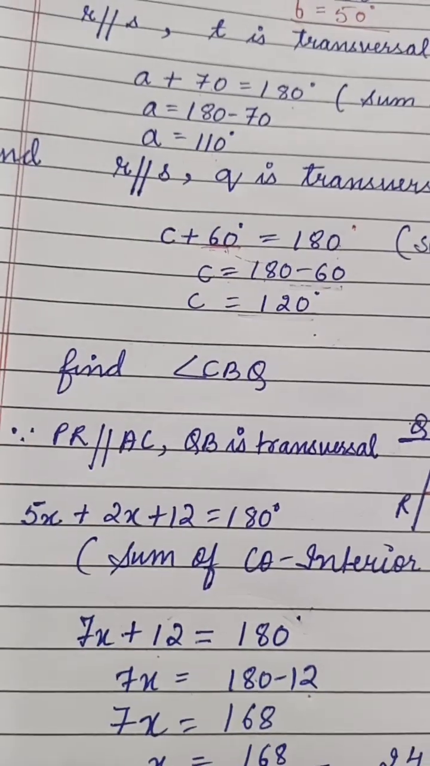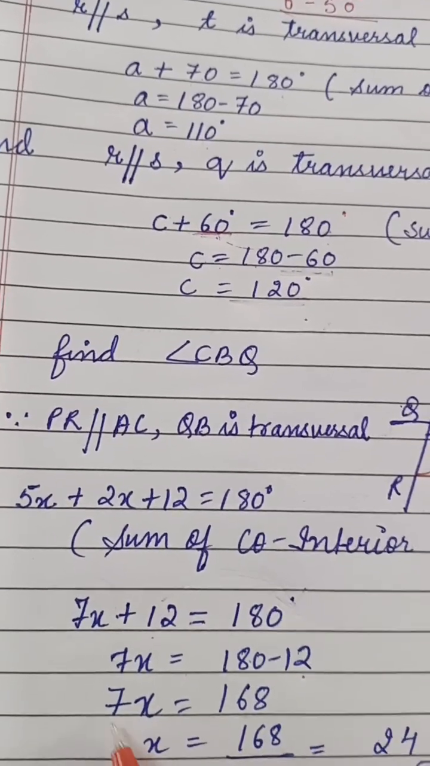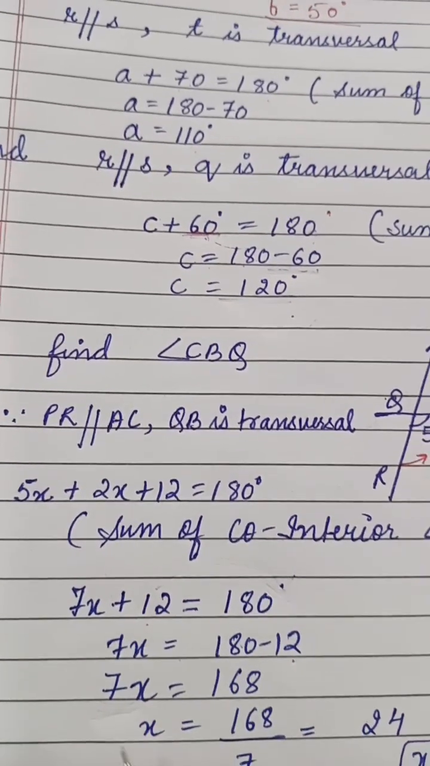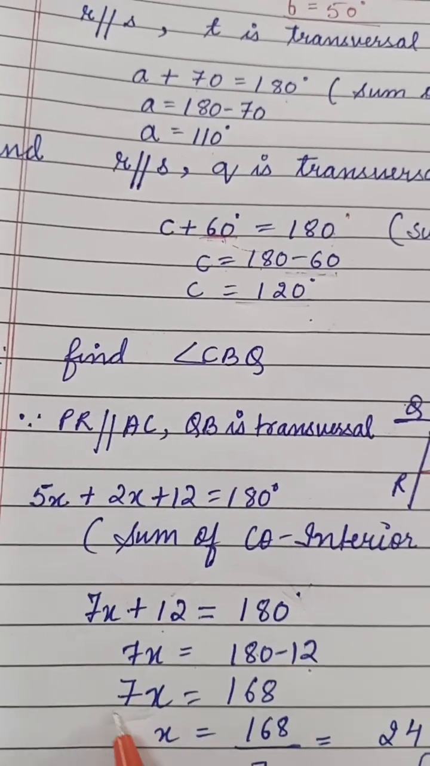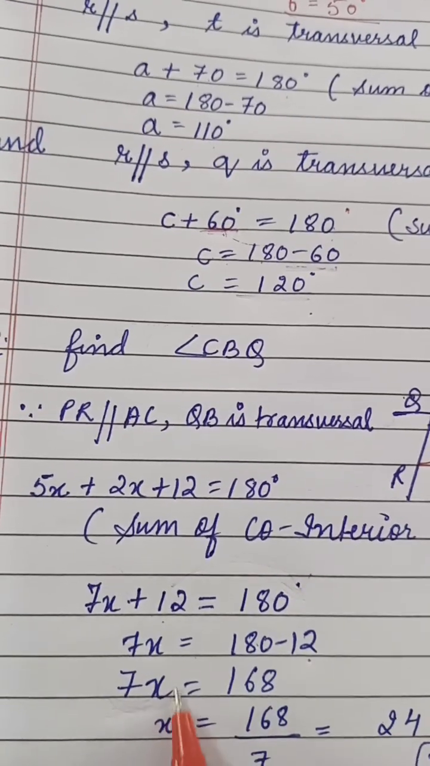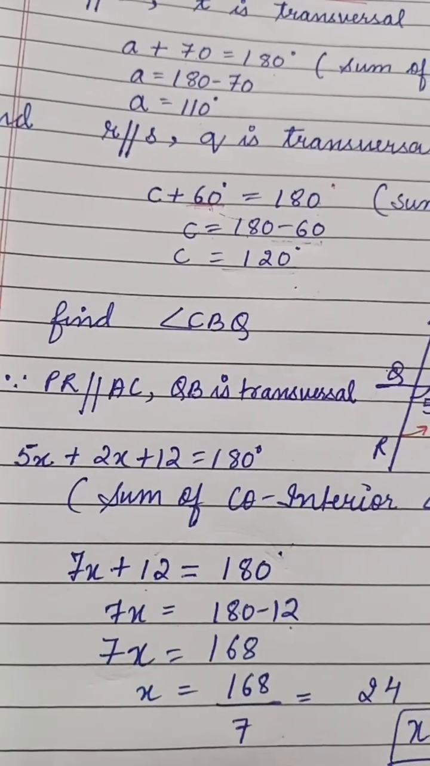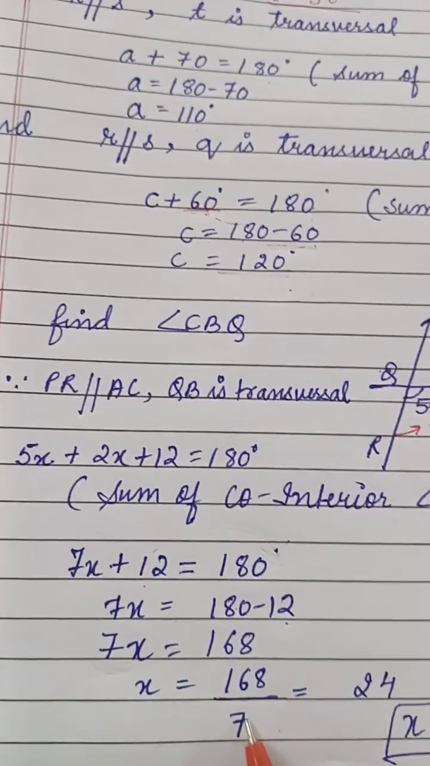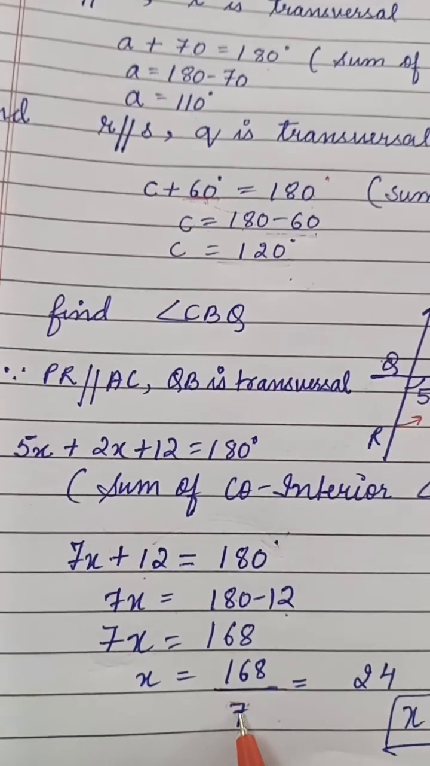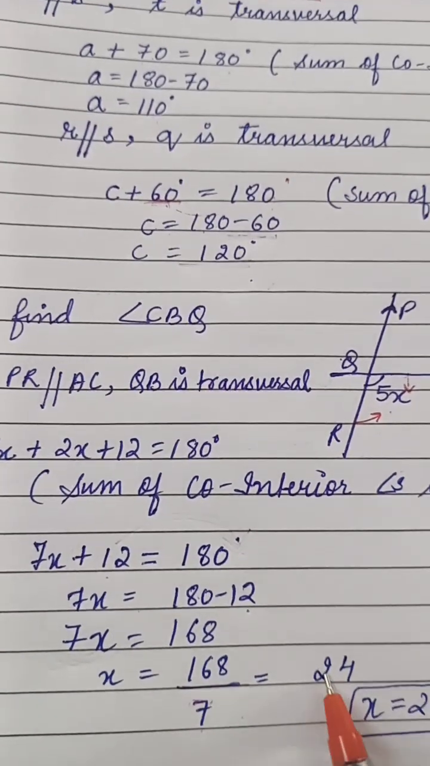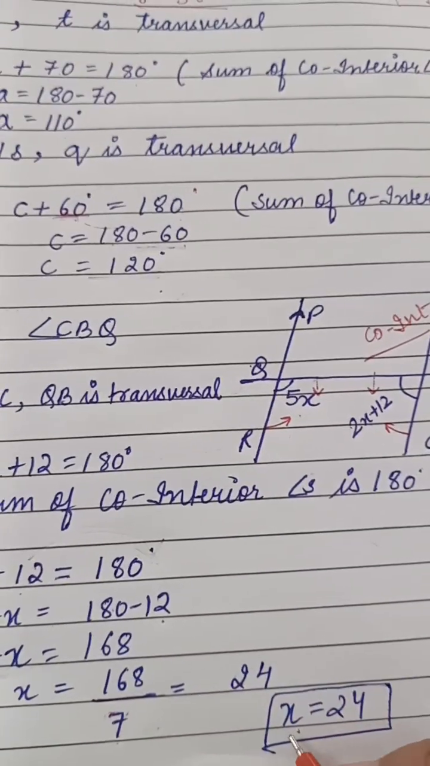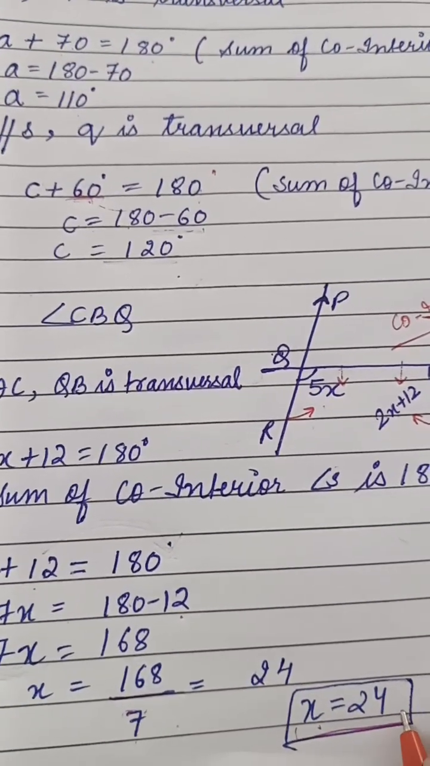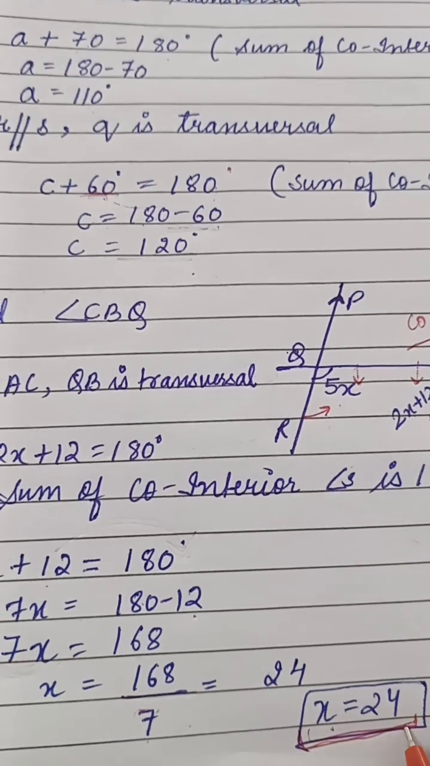Again check: is there any number on the left hand side? 7. So 7 here is being multiplied by x. On the right hand side it will come to the division. Yes, we divide 168 by 7 and your answer is 24. We get the answer of x over here.